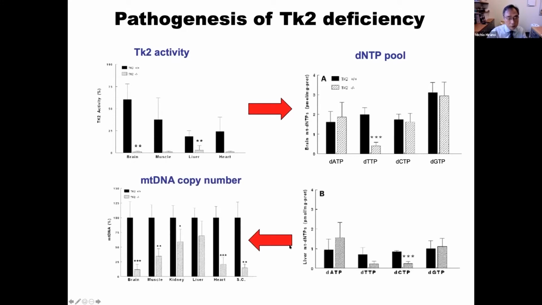In contrast to the human disease, which is predominantly a myopathy, the mouse revealed more of a CNS disorder with brain and spinal cord involvement with severe depletion, and symptomatically a lot of their problems phenotypically were due to CNS pathology.